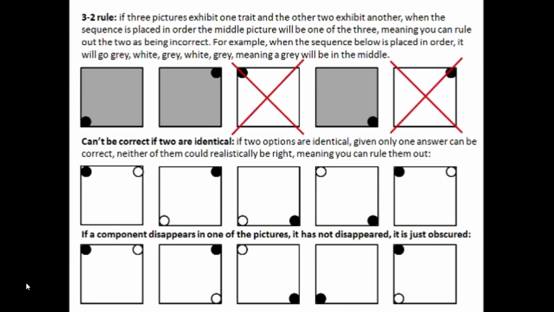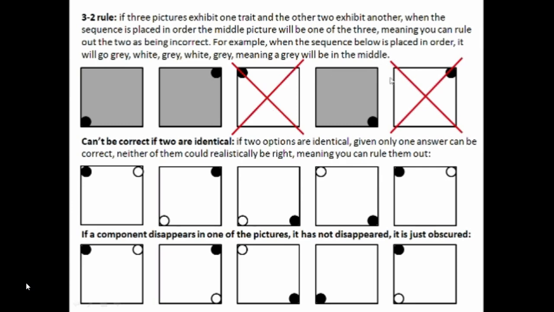It would have to alternate. And that would mean that the middle one is grey. So these 2, the white ones, they would be the 2nd and 4th pictures. And one of the middle ones would be the grey ones. So you can rule those 2 out.